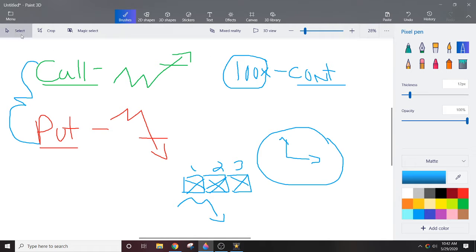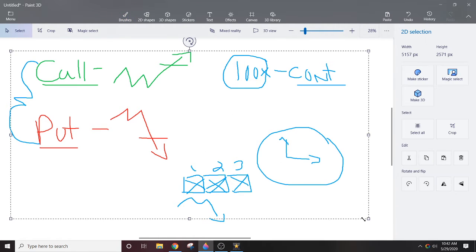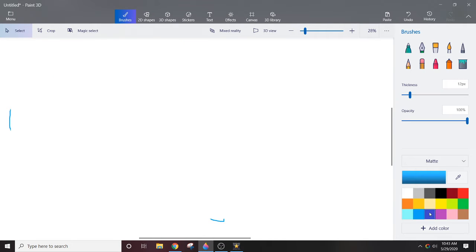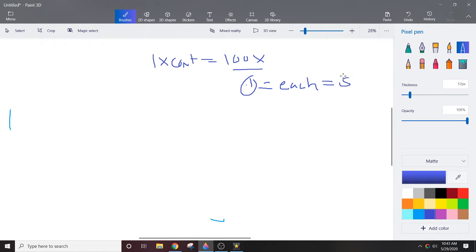So how do you make profit off of this, right? If you buy one contract, which is 100 shares, for, let's say, 1 cent, right? So you bought 100 shares for 1 cent for each share. Essentially, that's equal to $1. So you paid $1 for 100 shares of a certain company, XYZ, whatever.